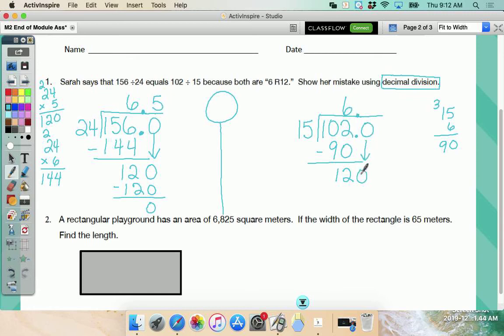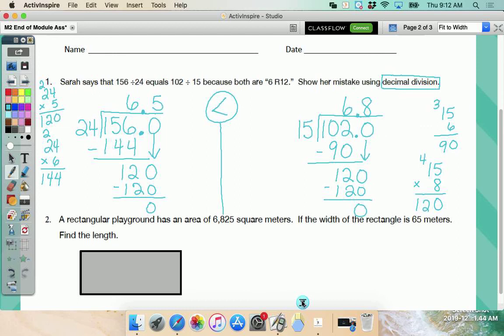So now, 15 times what equals 120? Well, I know it's more than 6. 8. I think it's 8. Let's see if Jesus is right. Yeah. Okay. So now I have exact answers, and I have proven that one of them is larger. Which one's larger? 6.8. Very good.